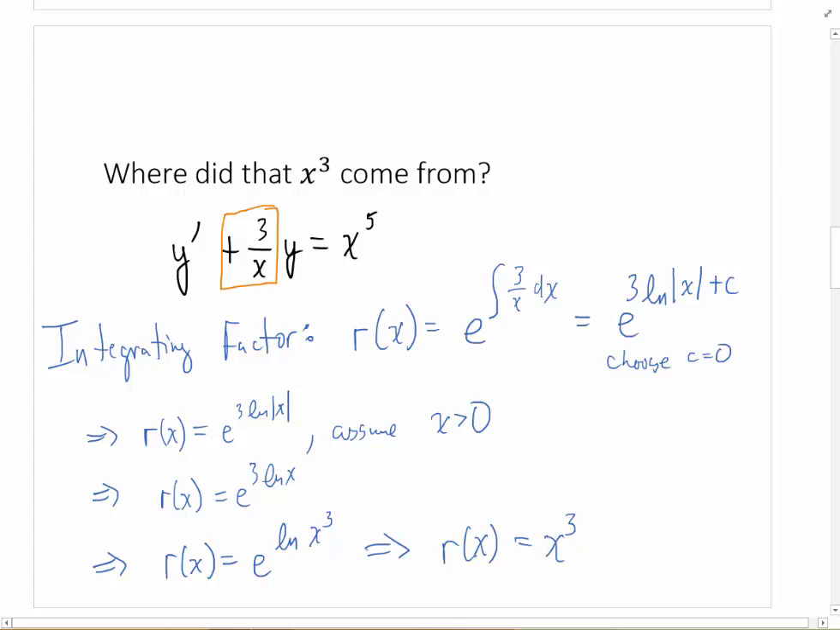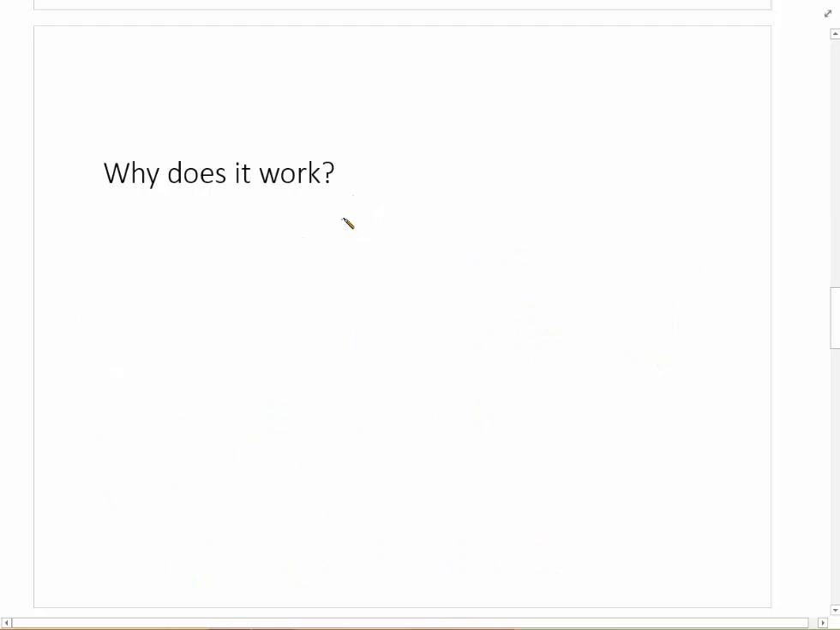And that was the integrating factor, and that's what I multiplied both sides of the equation by to make it work. Now let's see, why does it work? Where does this integrating factor formula come from? Why was I able to use e raised to the power of the integral of that 3 over x dx? Why does it work? So now why does it work? Well, let's assume for a moment that it works. I mean, we've seen it work.